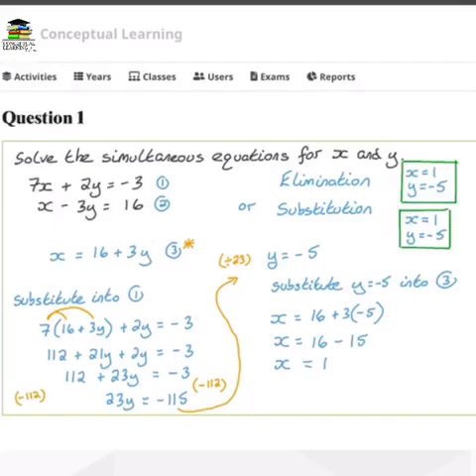Solving the simultaneous equations by substitution gave us the same answers, x equals 1 and y equals negative 5. We can check these answers by substituting the values into equation 1, equation 2 or equation 3.